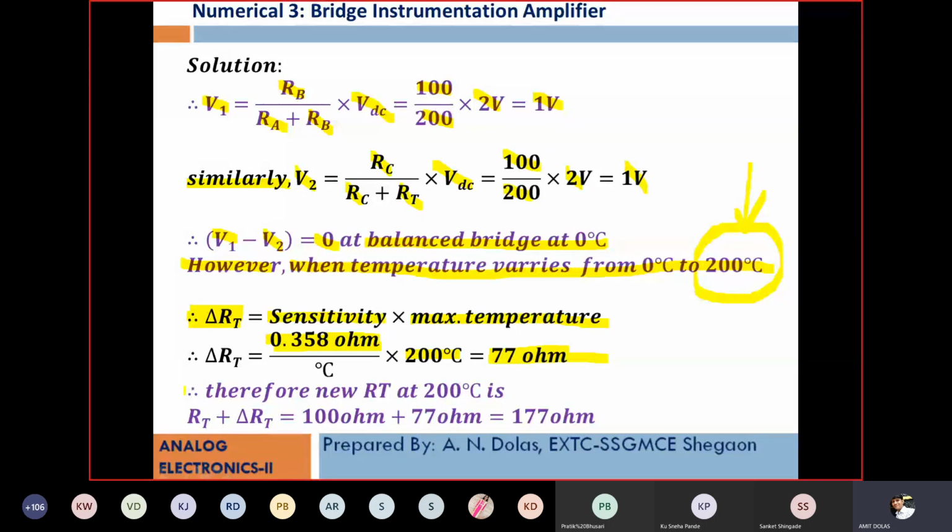Therefore, at 200 degree centigrade, RT is RT plus delta RT. 100 ohm plus 77 ohm, it comes to 177 ohm, which is the resistance RT at 200 degree centigrade, using sensitivity into the picture.